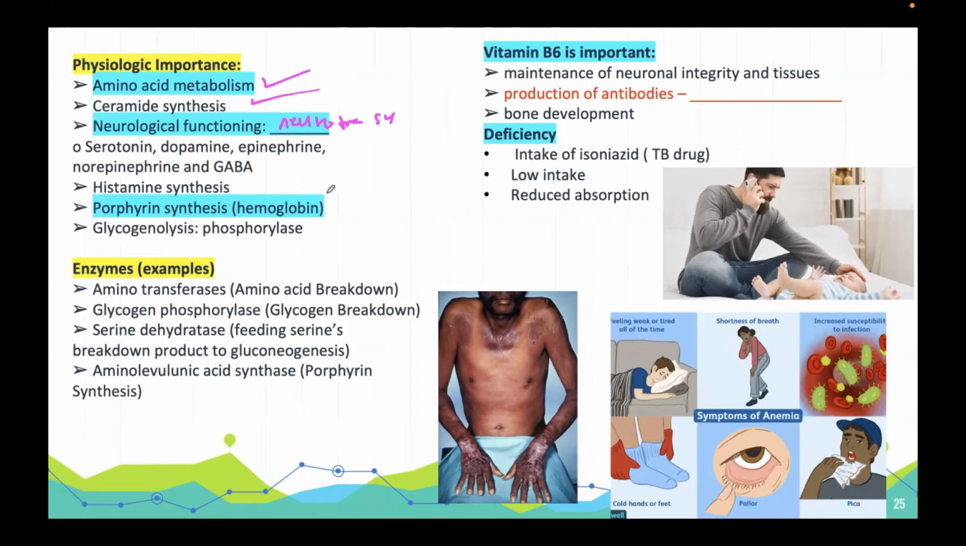And then naka-highlight ng blue yung ating porphyrin synthesis, mainly involved in the hemoglobin. Okay? And very important po siya sa ating glycogenolysis, like what we've mentioned earlier. Also, it is involved in the processes of your many enzymes. Actually, mga 100 enzymes pa nga daw po yan. Okay, so ito lang yung mga ibibigay nating examples ng mga enzymes kung saan involved ang ating vitamin B6.